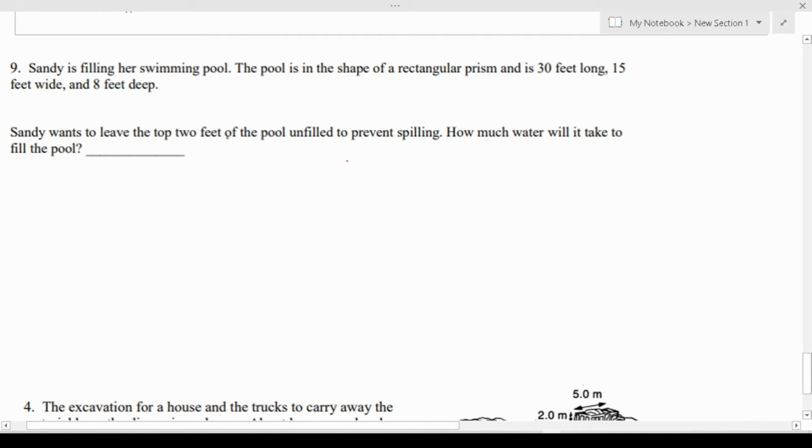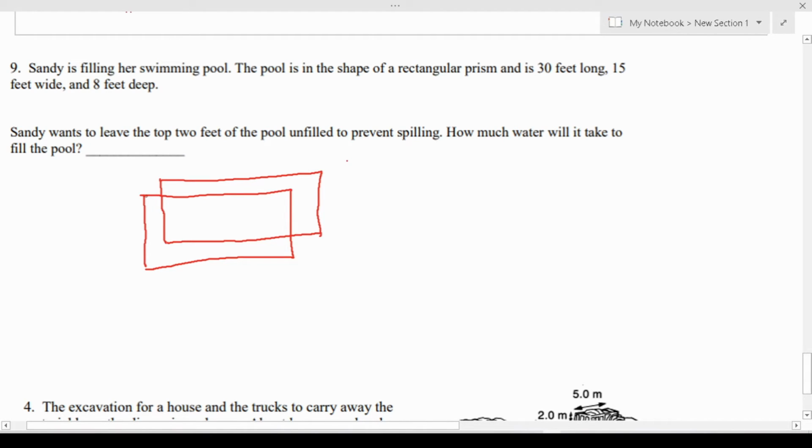So let's start by making a diagram. Again, we know we're dealing with a rectangular prism. So it's going to look something like this, and I'm going to give you the side view of it. And that's bad, so let me fix that real quick. Okay, so that's the side view. Imagine this is the ground right here. And she wants to find out how much water it's going to take to fill this pool.